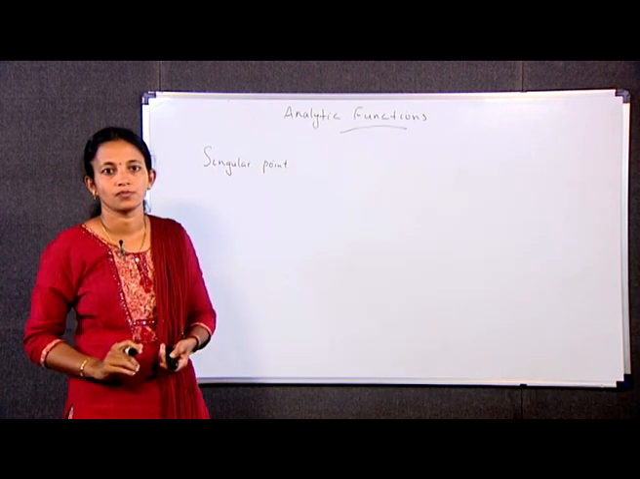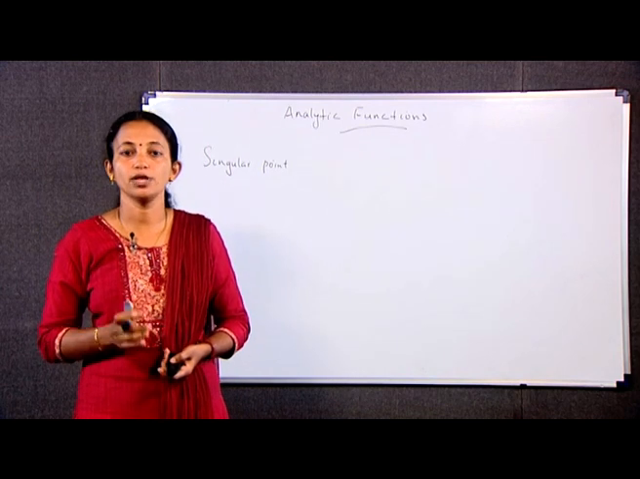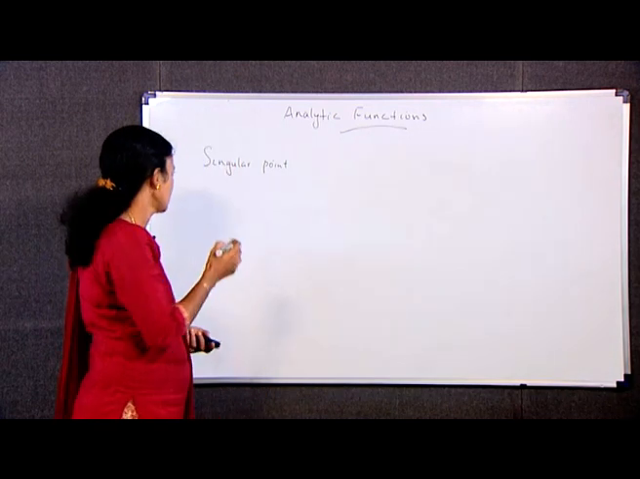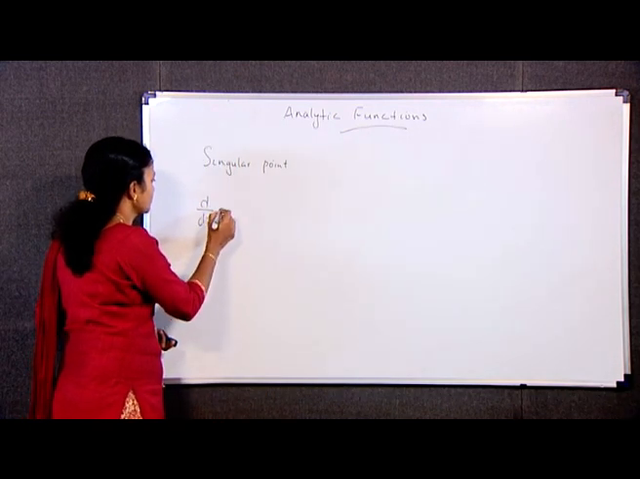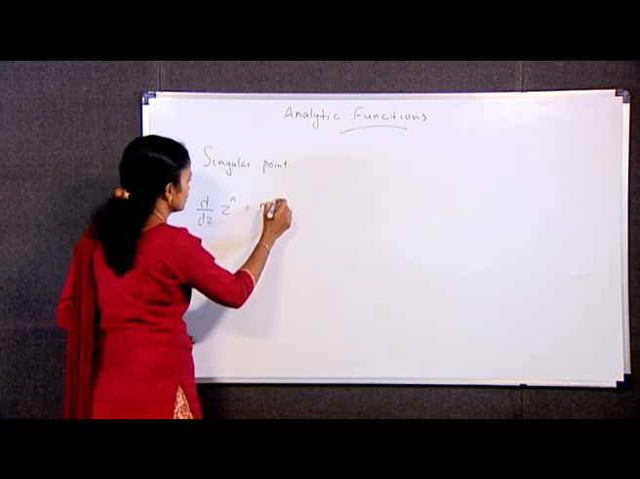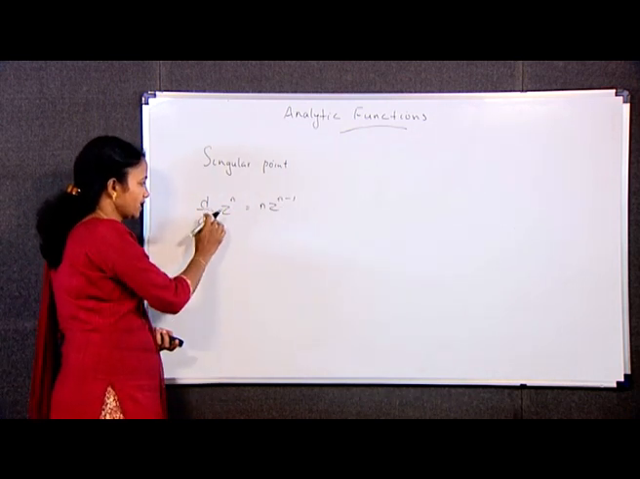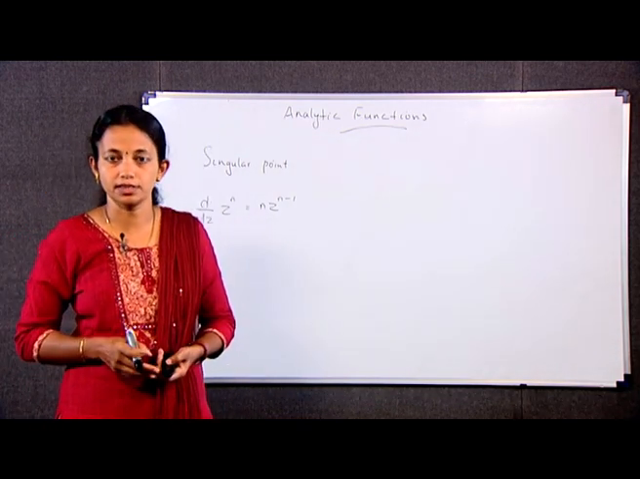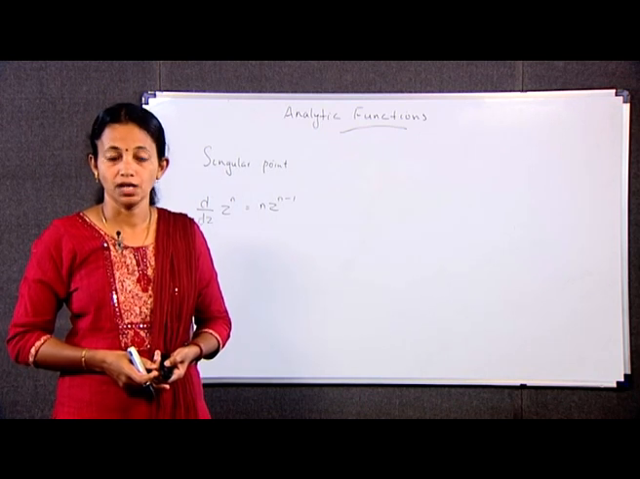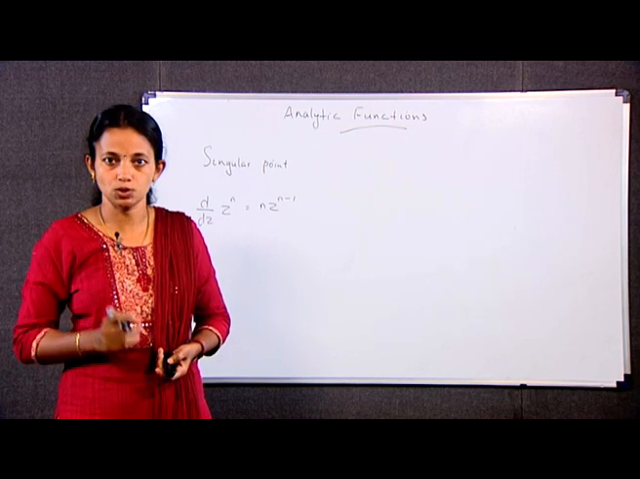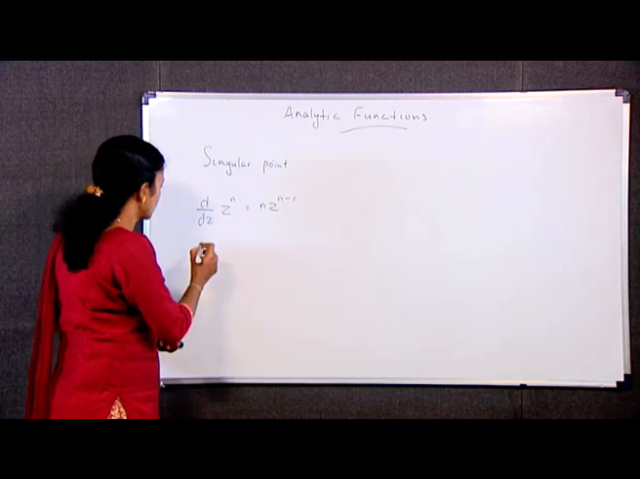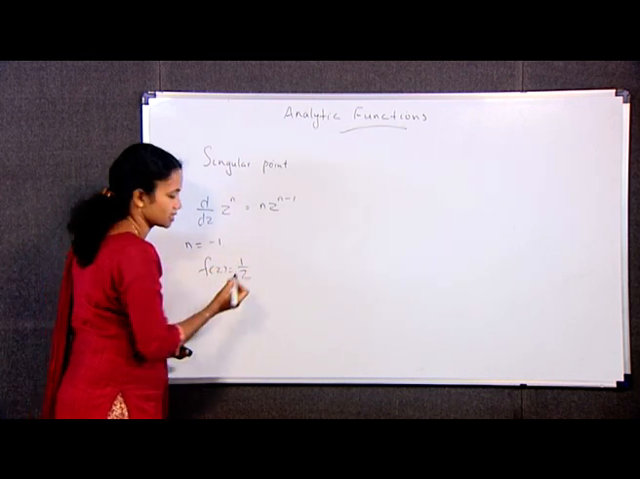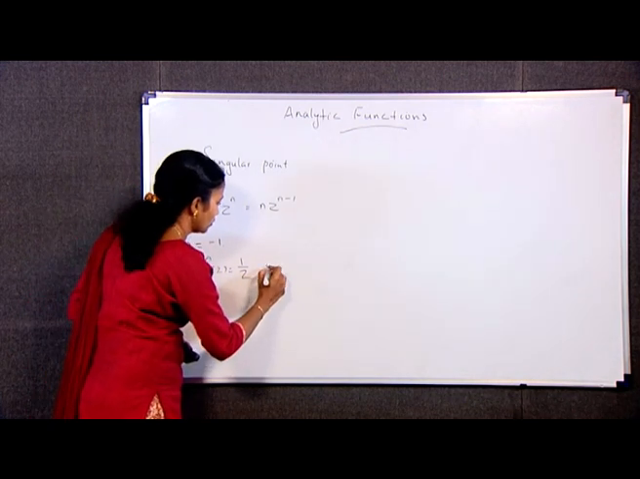Next we have an example. We know that d by dz of z raised to n is equal to n z raised to n minus 1. This we have already discussed. This holds when n is a negative integer, provided z is not equal to 0. In particular, with n equal to minus 1, the function f(z) is equal to 1 by z, for z not equal to 0.